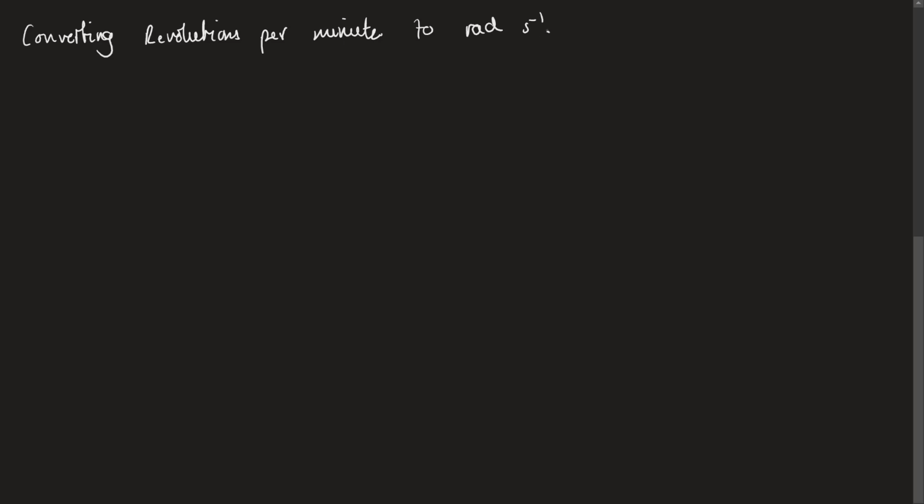Okay, so let's, for example, say we have a bike wheel, and this bike wheel has one of those reflecting pads on it that is going to continue to spin, and let's say it completes 200 revolutions per minute. The question is asking us what is the angular frequency in radians per second.